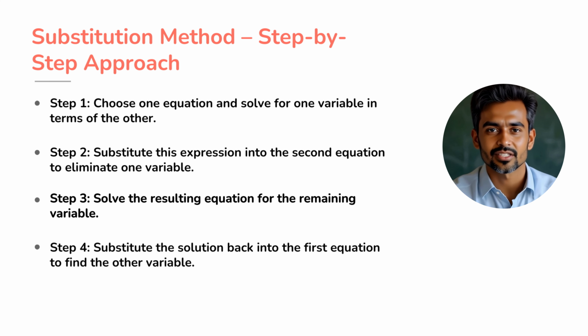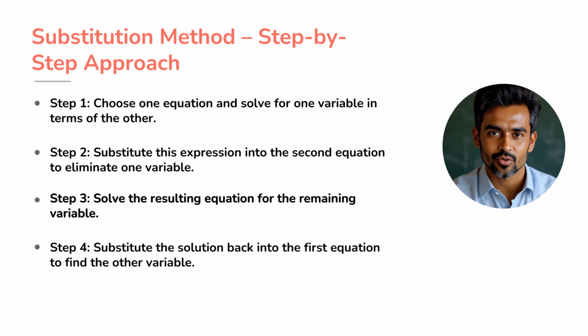Let's start with the substitution method, one of the most straightforward ways to solve a pair of linear equations. Here's how it works. Step 1. Pick one of the equations and solve for one variable in terms of the other. For example, if we have the equation x plus 2y equals 3, we can solve for x. That will give us x equals 3 minus 2y.